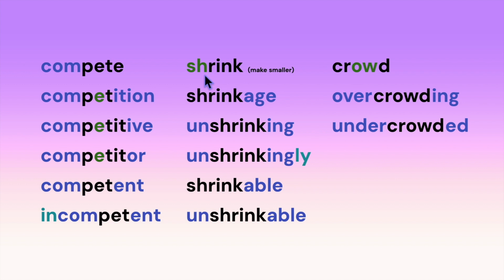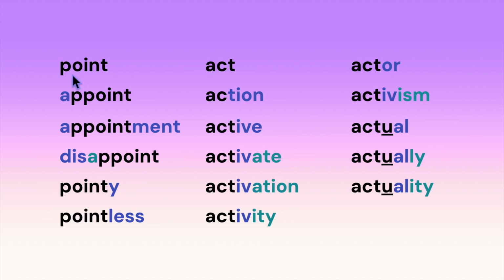Here we have shrink. SH says sh. To shrink means to make smaller. So we have shrinkage, unshrinking, unshrinkingly, shrinkable, unshrinkable. OW says ow in this word. Crowd, overcrowding, undercrowded. Here we have the root point with OI saying oi. We can add the suffix and it becomes a point.